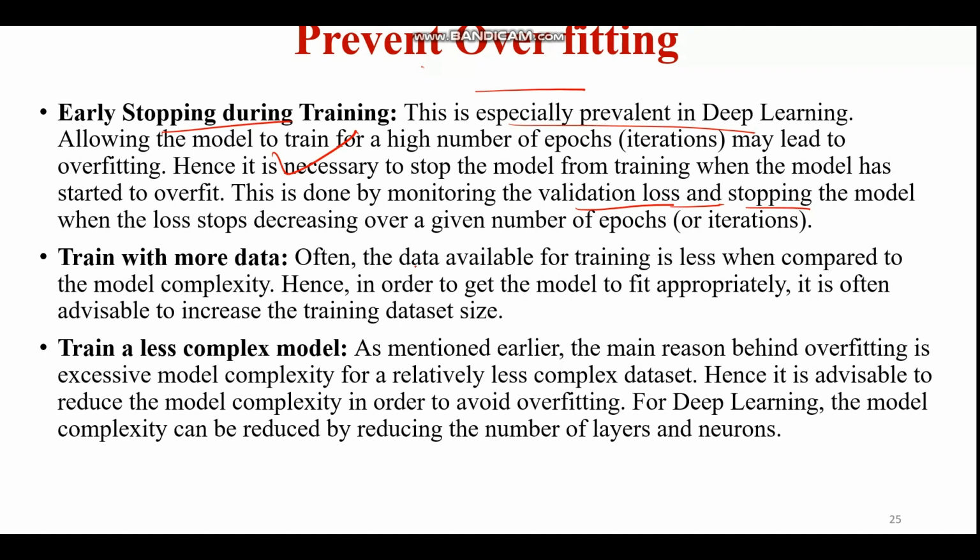Then we can do the training with more data. The data available for training is less when compared to the model complexity. So in order to get the model to fit appropriately, it is often advisable to increase the training data set. We can also train a less complex model, as mentioned earlier. The main reason behind overfitting is excessive model complexity for relatively less complex data. So it is advisable to reduce the model complexity in order to avoid overfitting. For deep learning, the model complexity can be reduced by reducing the number of layers and neurons.